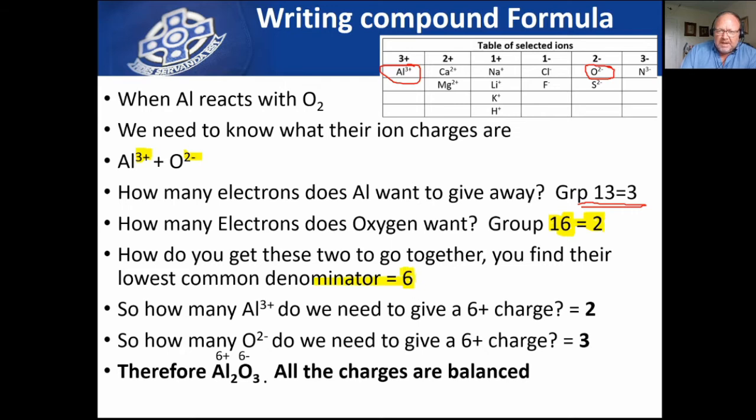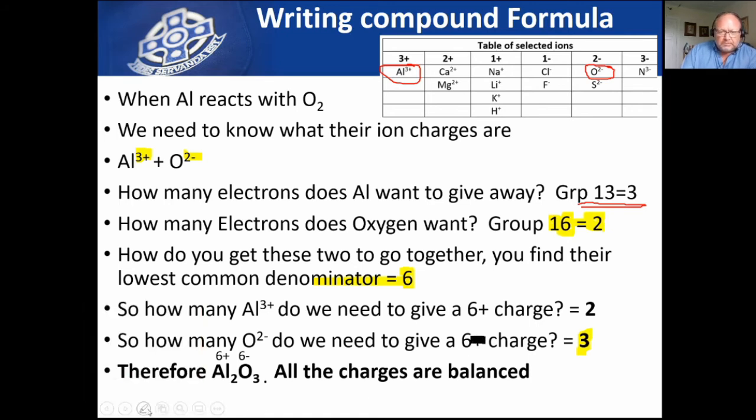So how many oxygen 2 minuses, so 2, how many 2's go into 6? Here we go. So how many 2's go into 6? And that needs to be a negative charge over there. That is 3 of them. Okay, let me just fix that. This needs to be a negative charge, okay?